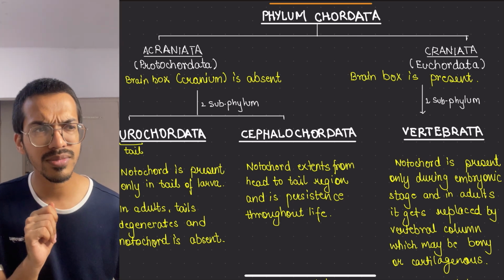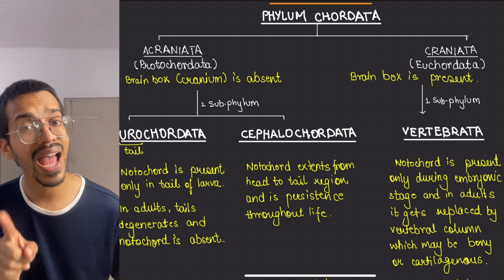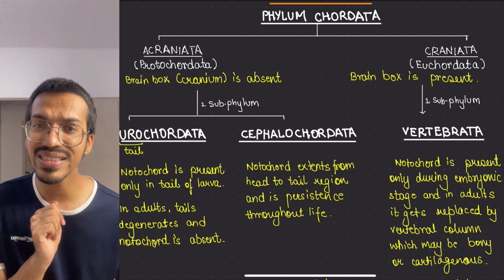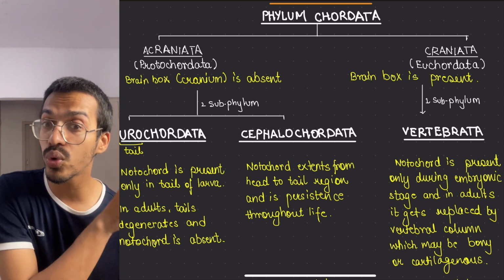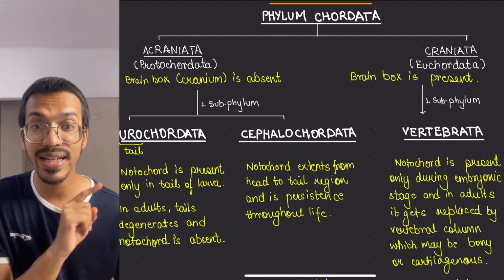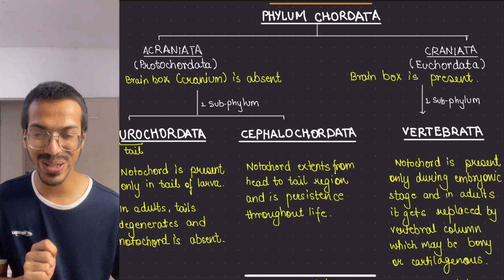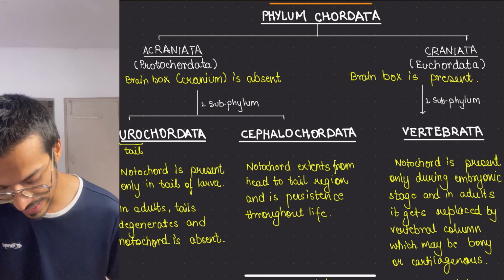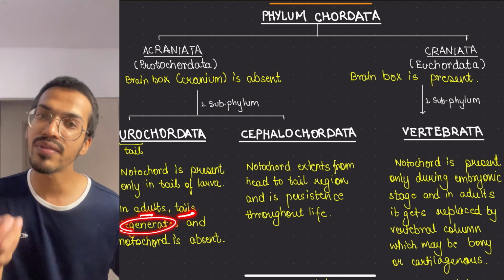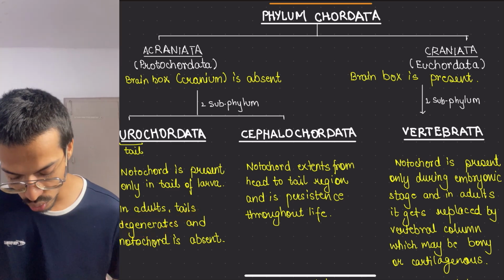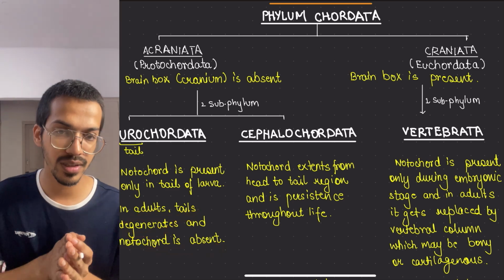Now the question comes: sir, if the larva has it, then don't we say that the larva is more closely related to the chordates compared to its adult form? Yes, we will talk about it later on. Let's just see that in the adults, the tail degenerates. If the tail itself is not present, what does that mean? Notochord will become absent from them.